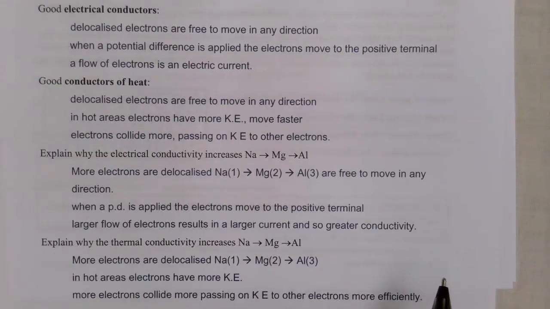So they're good conductors of electricity and heat because these delocalized electrons are free to move, and they can move from a hot area to a cold area, taking that kinetic energy with them. It also explains why both the electrical and thermal conductivity increases as you go from sodium to magnesium to aluminium, because you've simply got more delocalized electrons. Therefore, you've got a larger current.